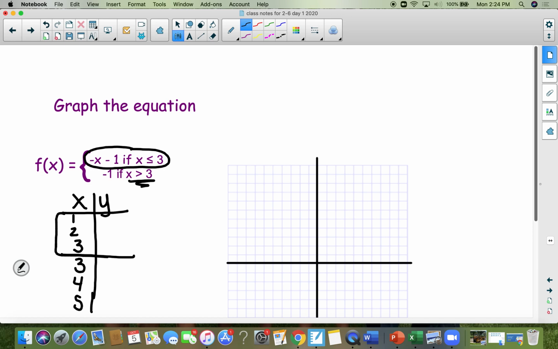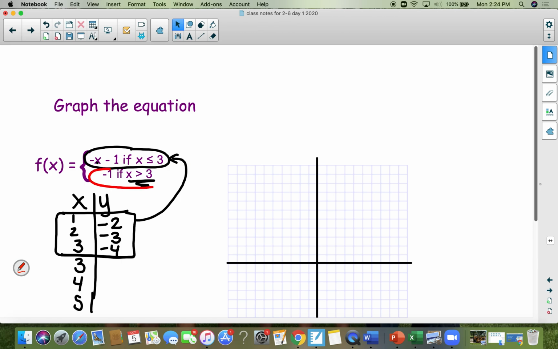This section right here belongs to this circled one, everything less than 3. All those X numbers are less than 3, so I'm going to plug a negative 1 in there, and I get a negative 2. I put a negative 2, I get a negative 3. I put a negative 3, I get a negative 4. So I'm done with those. Okay, now I need to use this, and this is going to go down here.